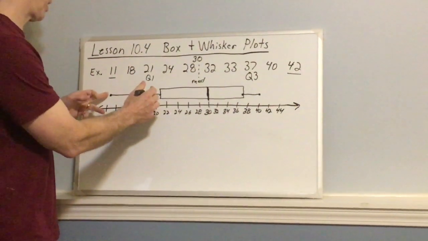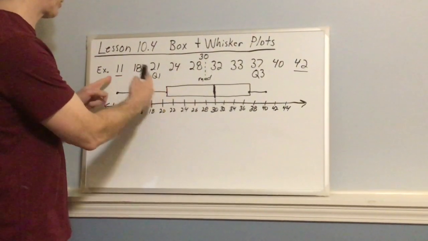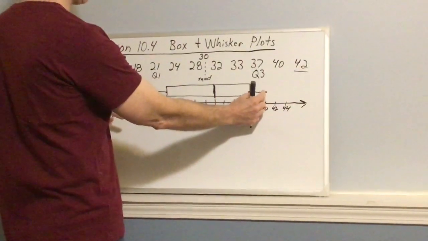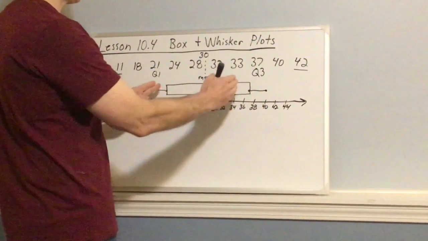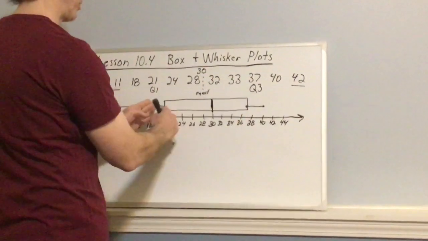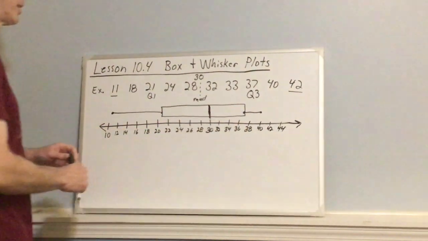1/4 of them, the lower 1/4, are stretched out pretty far here. There's a big range in the lower 1/4 of the data. The range of the upper 1/4 is a lot smaller. And then your middle chunk, the middle range, this would be your interquartile range between quartile 3 and quartile 1. This is going to be between 21 and 37.